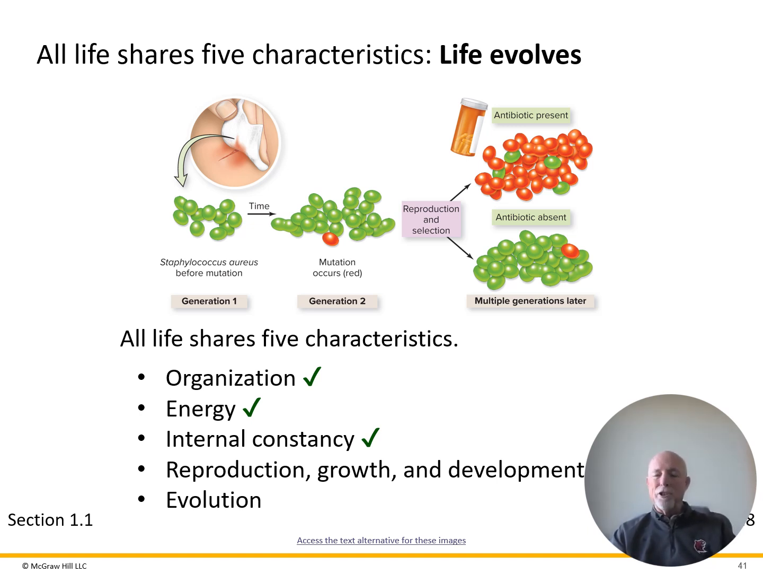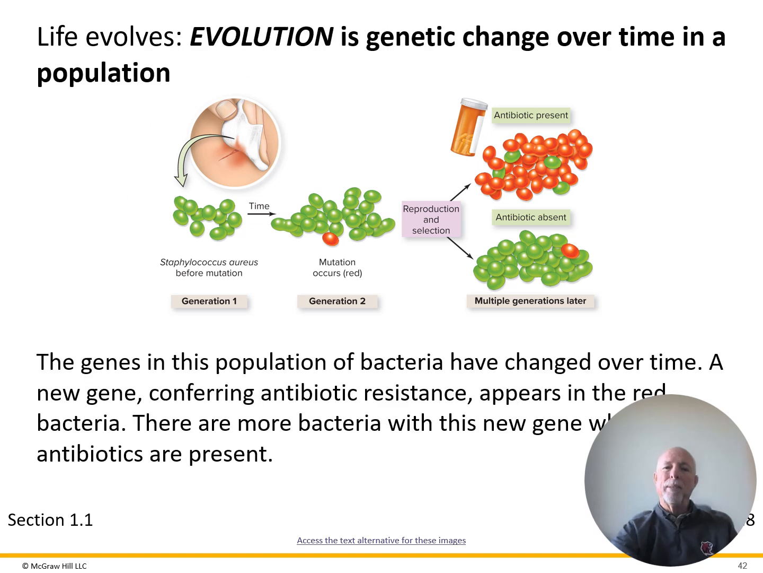The five additional characteristics of living things. They have an organization, they consume energy, they have an internal constancy or consistency, they reproduce, they grow, they develop, and also they evolve. Life evolves over time. Sometimes it's long periods of time, but all living things evolve. We can also say it this way: all living things respond to a stimulus. We respond or we evolve over time.